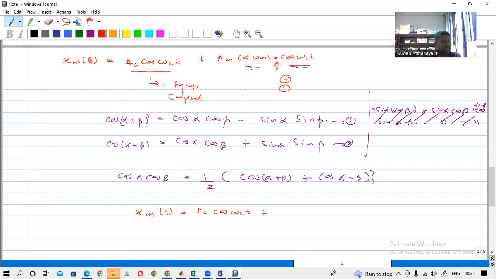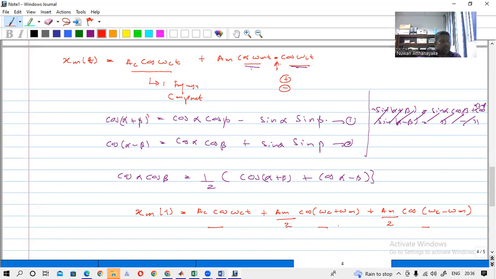So I have AM here, and I have this half here, so cos alpha and beta now become omega M and omega C. So I have cos omega C plus cos omega M times AM divided by 2, and this one is cos alpha minus beta, that means cos(omega C minus omega M). Now you can see that you have separate sinusoidal signals.